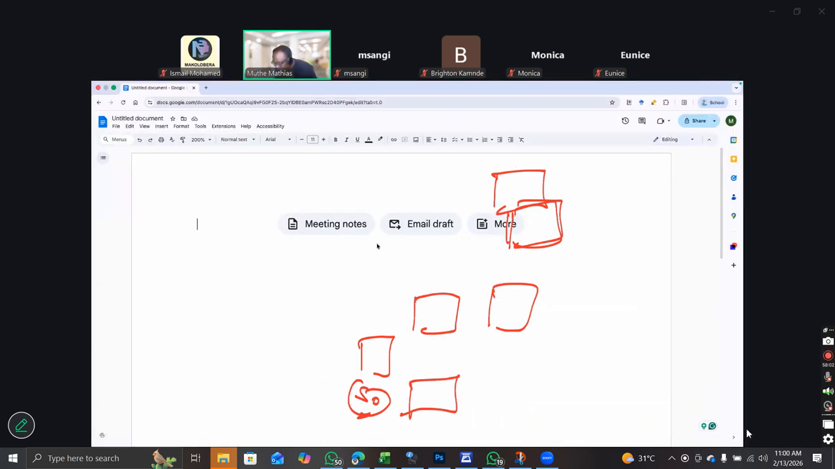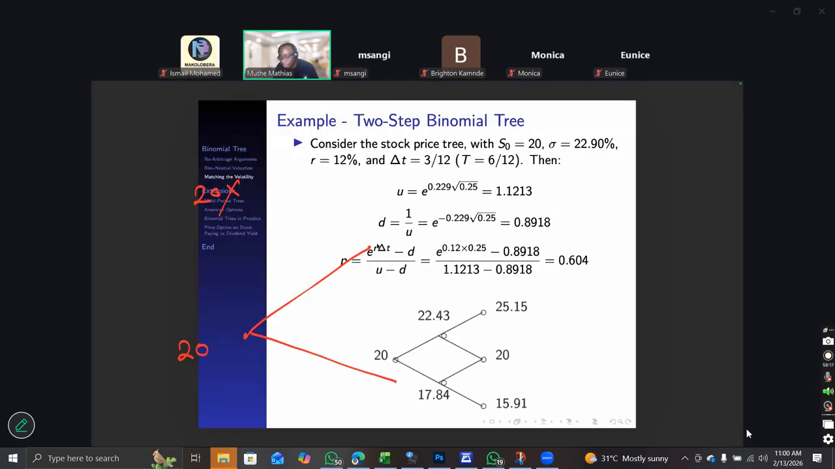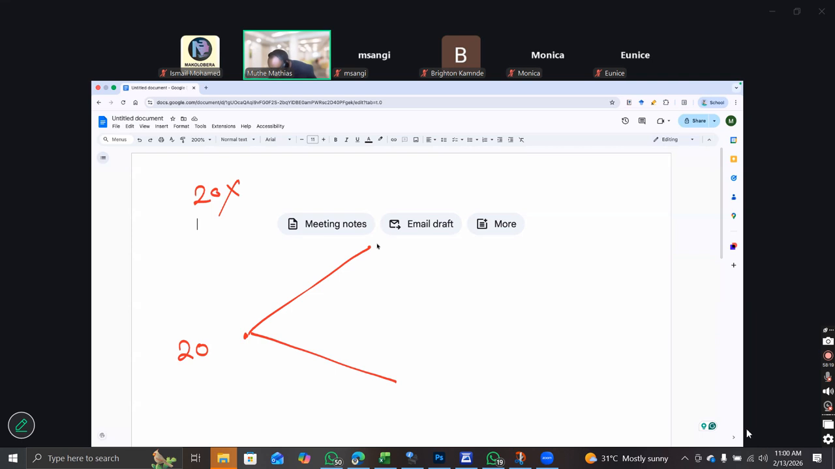So what is happening here is that this is my tree. I start here. The price goes up or down, right? Let's say you start from 20. To get the value here, I take 20 multiplied by the up factor. What is the up factor? The up factor is 1.1213, so I will multiply with 1.1213. I'll get here, right?